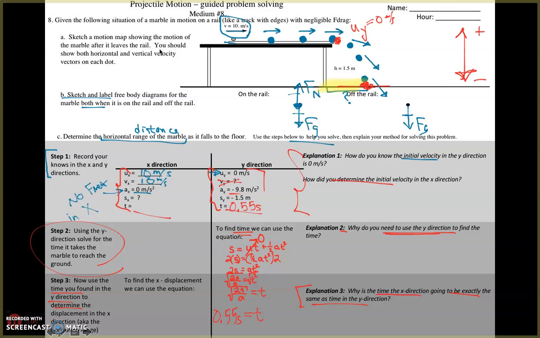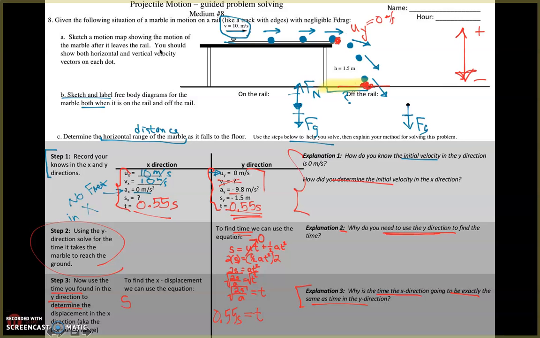So when the ball hits the ground, it's at the same time in either direction. Both directions of motion are happening simultaneously. So if we know when the motion ends in the y direction, that's also when the motion ends in the x direction. Time is kind of the thing that unites the two directions together. If we know what time it is, we can say where it is in the x direction and where it is in the y direction. So then we can go ahead and find the x displacement.